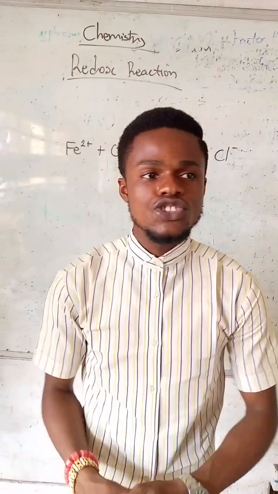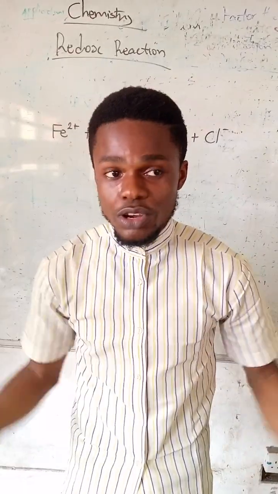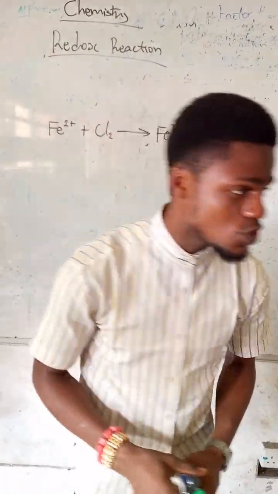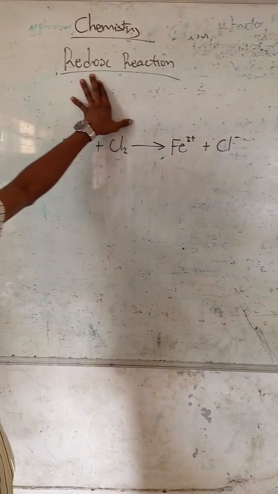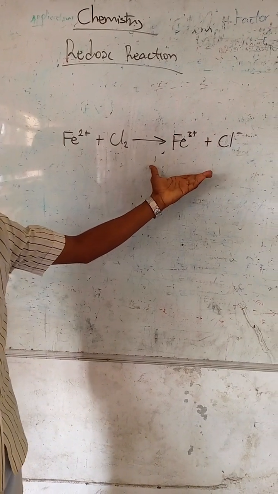Today I'm going to be teaching you 4 rules of balancing redox reactions. Simple redox reactions. Then in my next video, I'll be teaching you how to balance complex redox reactions. So today, if you look at this, we have a simple redox ionic equation on the board.